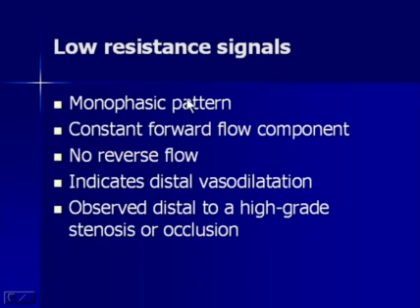Now, what about a low resistance monophasic pattern, where again, we have no reverse flow component, just forward flow, but forward flow throughout the cardiac cycle? Well, that indicates that there's vasodilatation going on. Something has changed the resistance of that tissue bed. And we usually will see this if we're distal to a high-grade stenosis or occlusion.